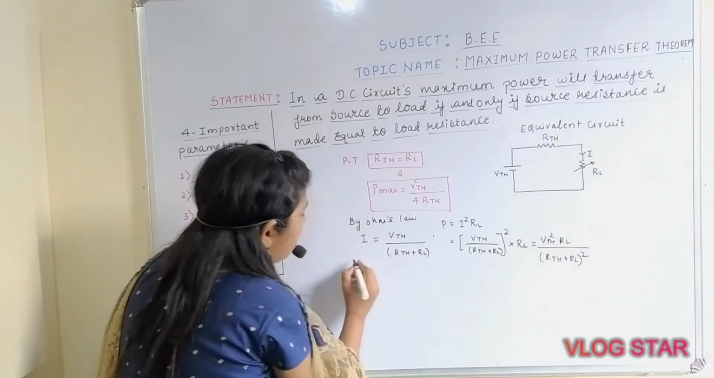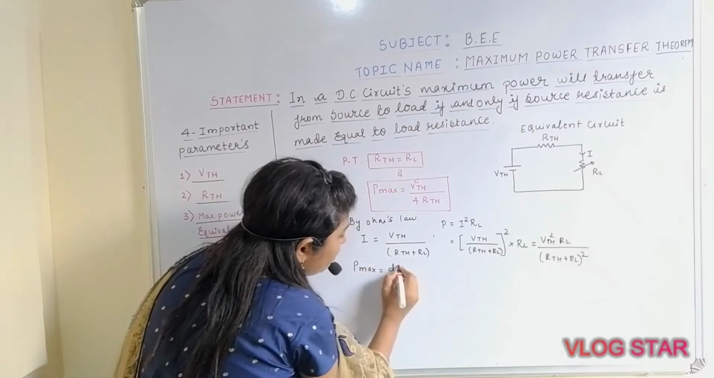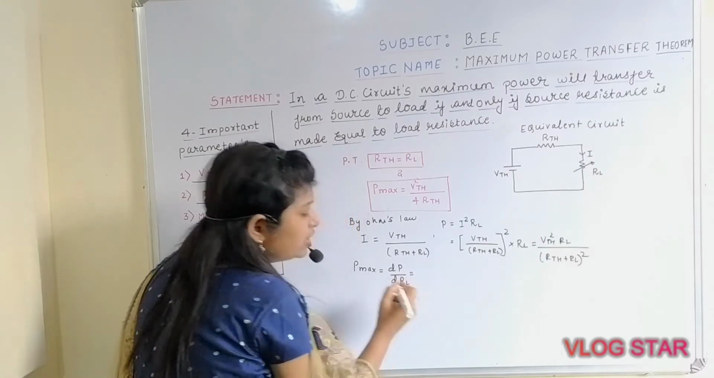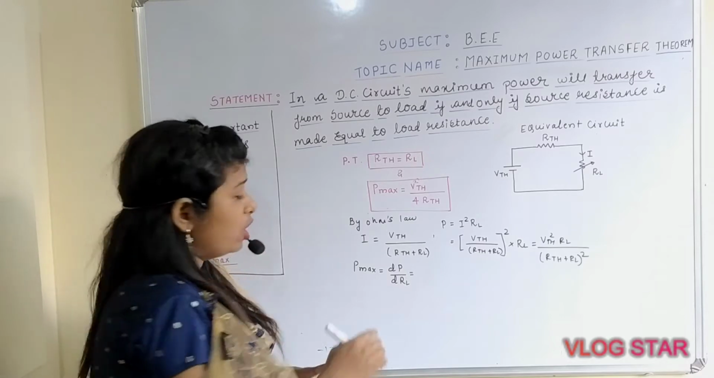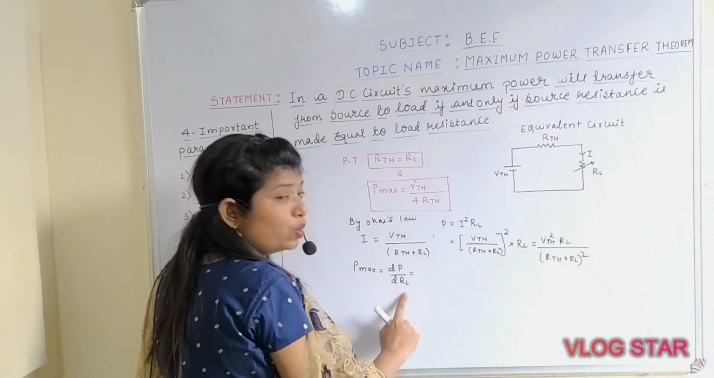But in maximum power, you need to calculate the maximum power. What is the condition for maximum power? The derivative of power with respect to the load resistor. You have to perform the differentiation. What is that? Differentiation of power with respect to RL.